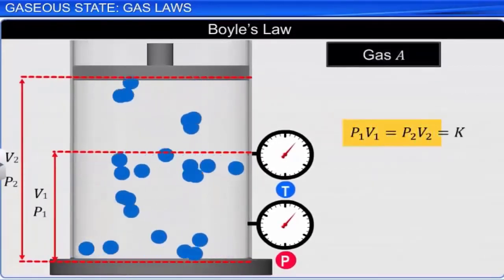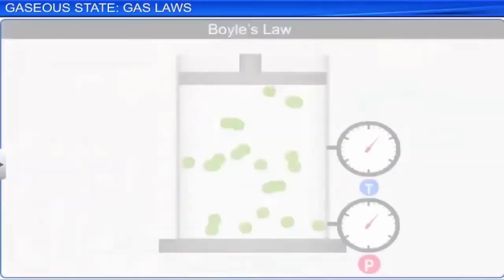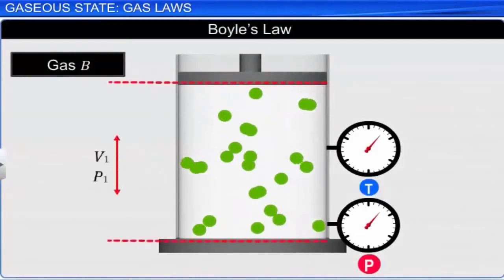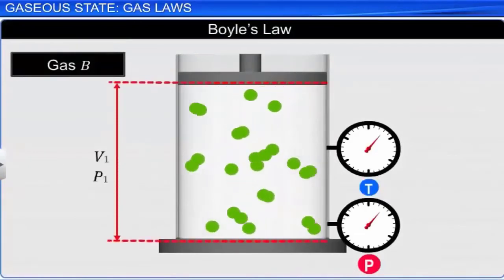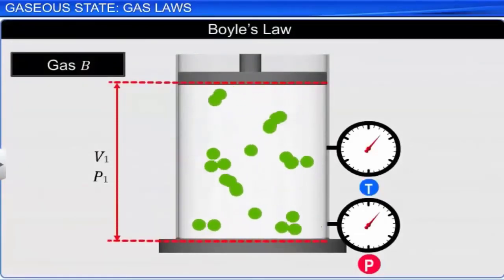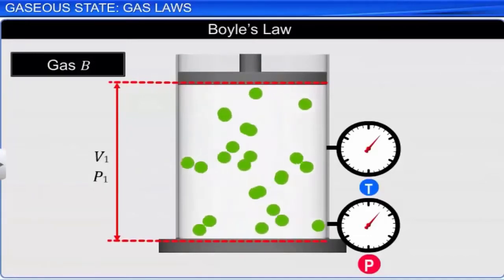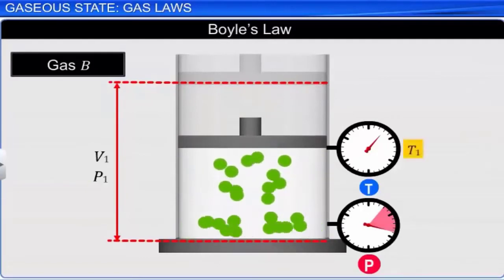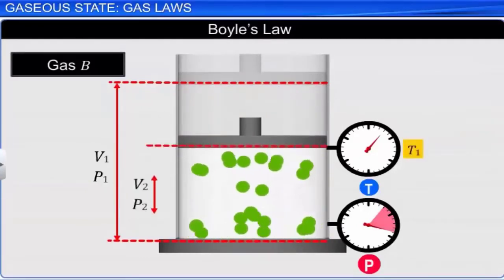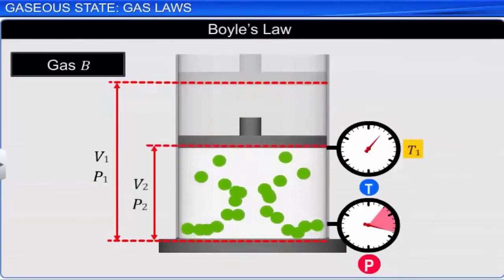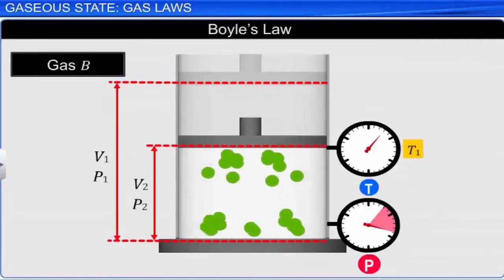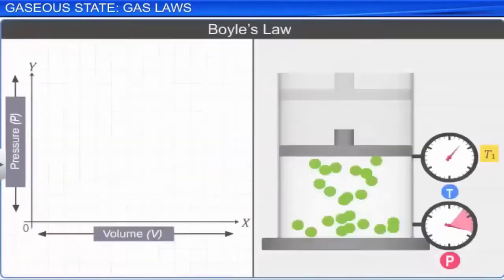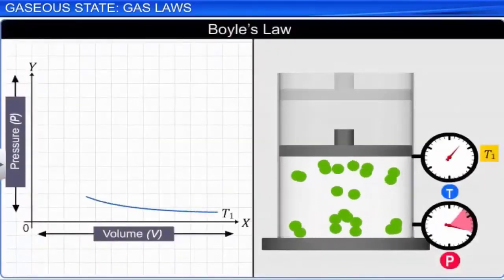Now consider n moles of gas B at pressure P1 and volume V1. Let us now slowly increase the pressure, keeping the temperature constant at T1. We observe that the volume of the gas decreases as the pressure increases. If we plot this variation of pressure versus volume on an XY graph, we get the given curve.